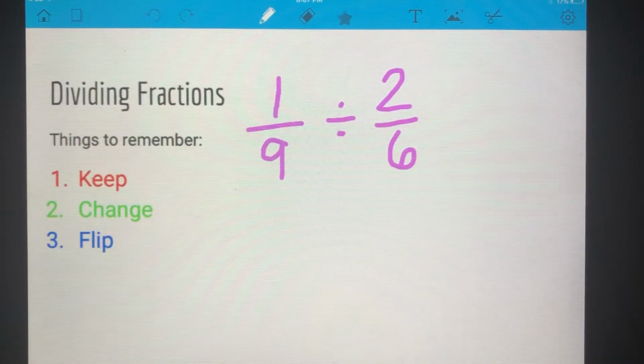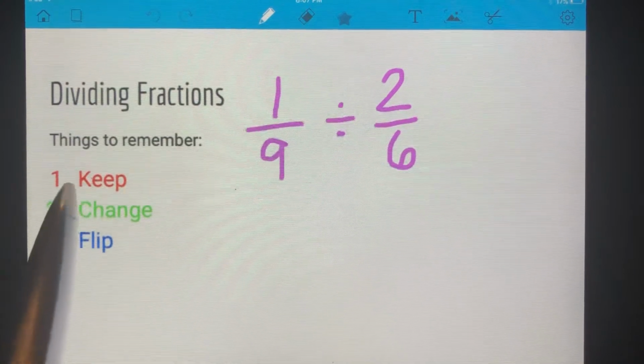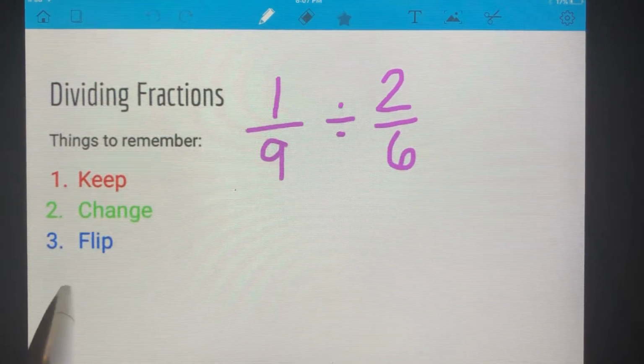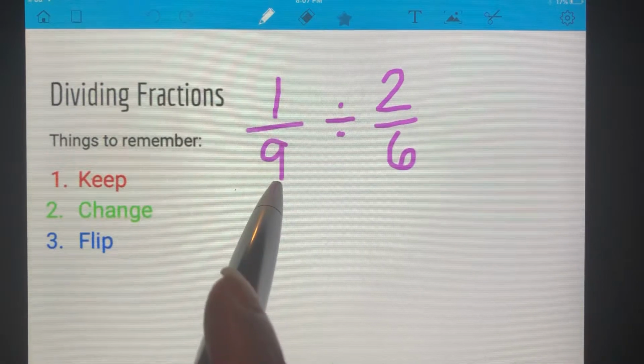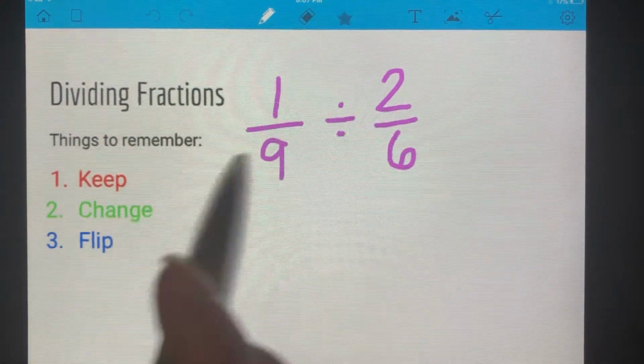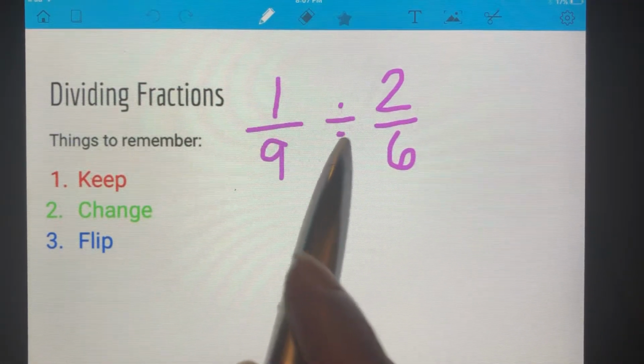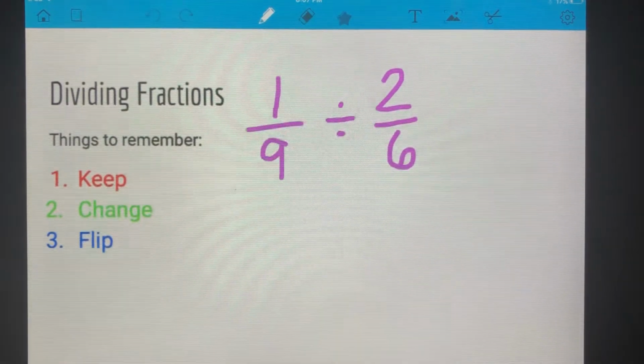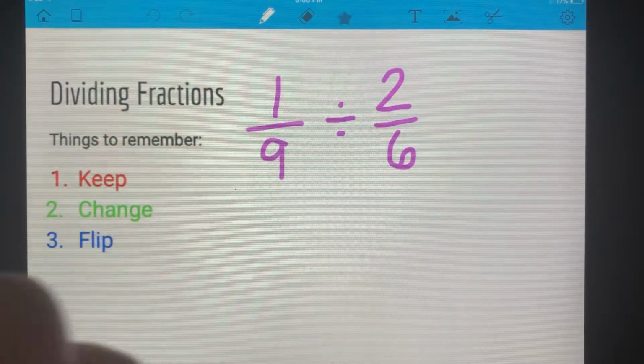Dividing fractions. Now when we're dividing fractions, we have a lot more steps. So let's go through those steps. Remember, we need to keep, change, and flip. We keep the first fraction, we change the division sign to multiplication, and we flip the second fraction. So let's go ahead and get into it.